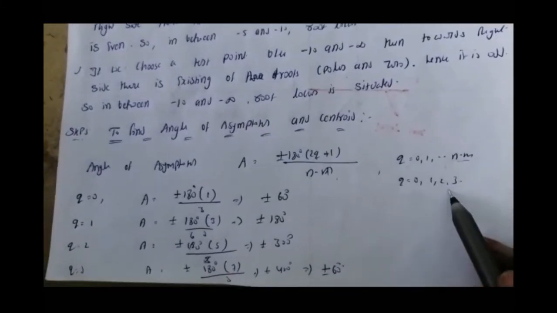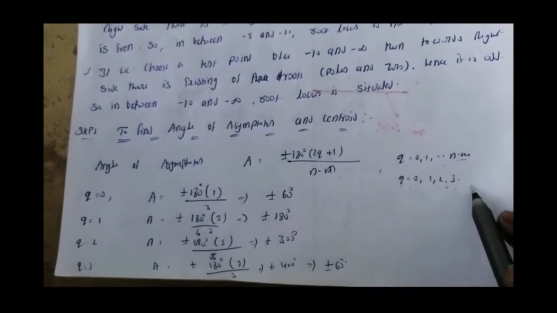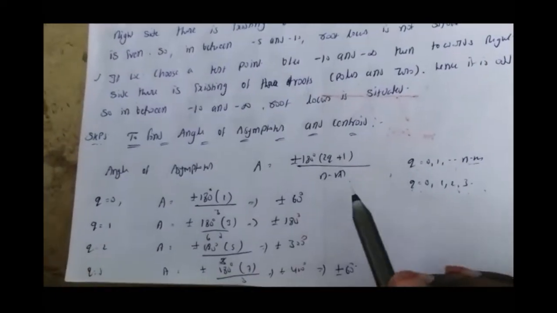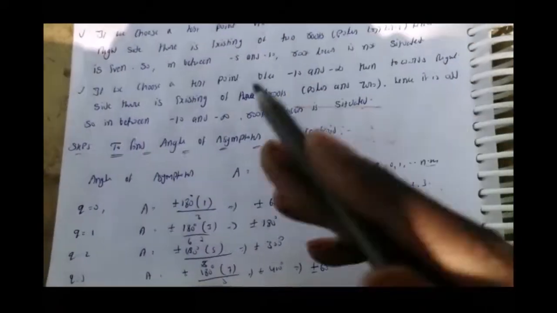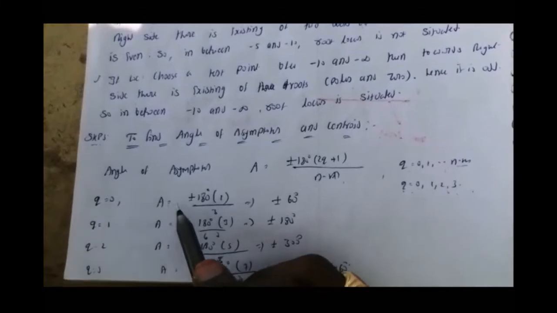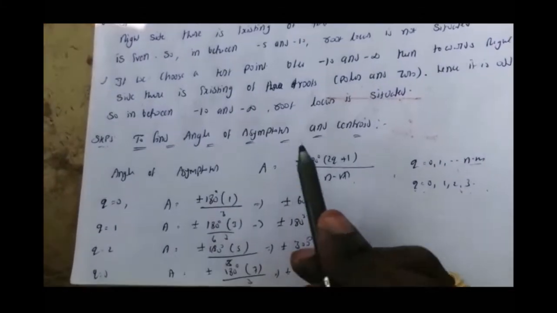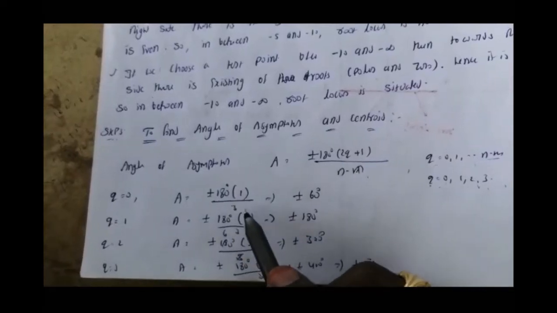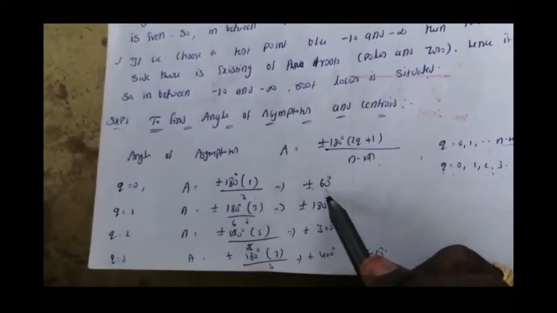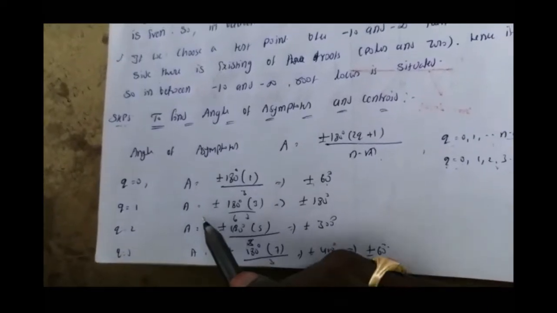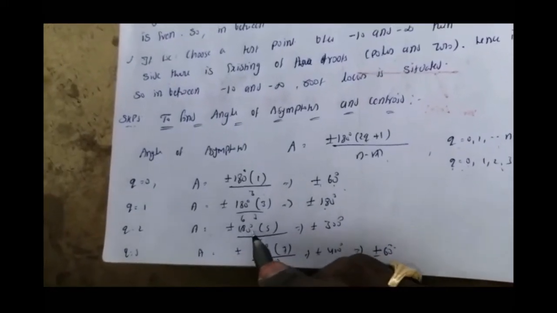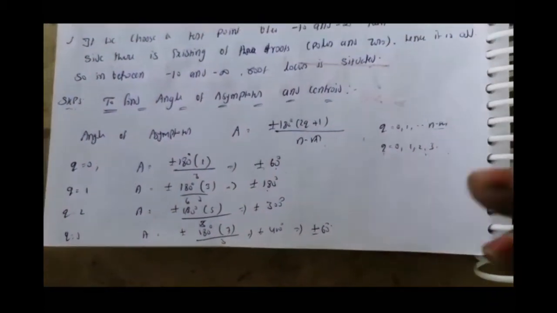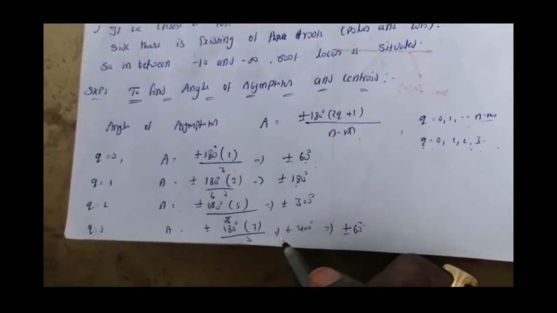So n minus 1 we have 3, right? So q is equal to 0, 1, 2, 3. So let me see the value of a while substituting q is equal to 0, 1, 2, 3 respectively. So the first one, when q is equal to 0, a becomes plus or minus 180 degrees, 0 plus 1 divided by 3. So 3 sixes are 18. So plus or minus 60 degrees. And q is equal to 1, a will become plus or minus 180 degrees. When q is equal to 2, a is equal to plus or minus 180 degrees, 5 by 3. So finally you will get 300 degrees. And q equals 3, a is equal to 180 degrees, 7 by 3, plus or minus 420 degrees.